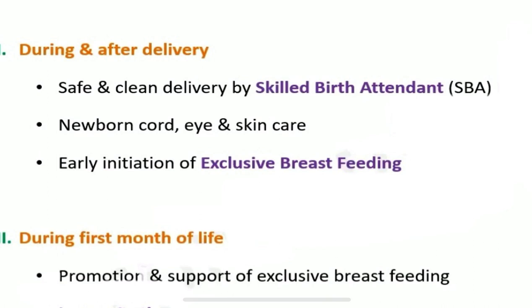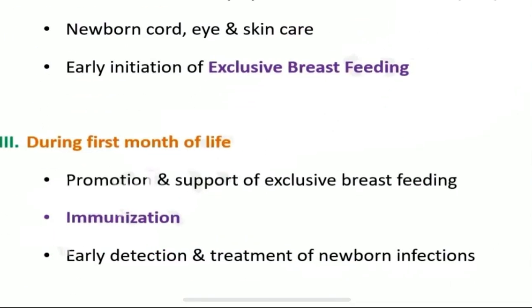By doing all of this, by detecting and taking the early steps, by taking the measures, by preventing the complications, you can prevent the perinatal mortalities. Our main goal is to prevent the baby or the mother from mortality. So antenatal, all the care we saw, and during delivery also we saw any complications, and after the baby is born, the cord, eye and skin care and everything.